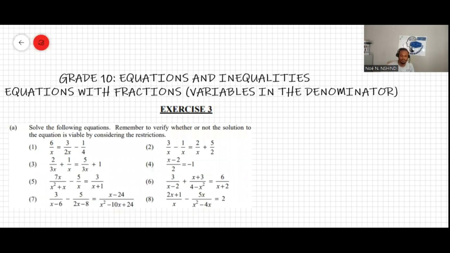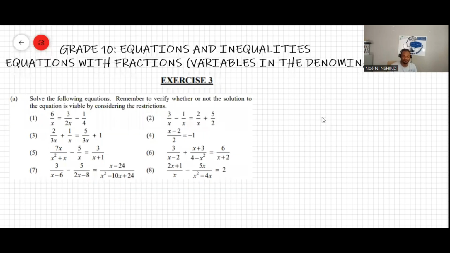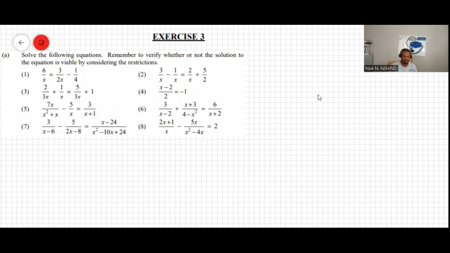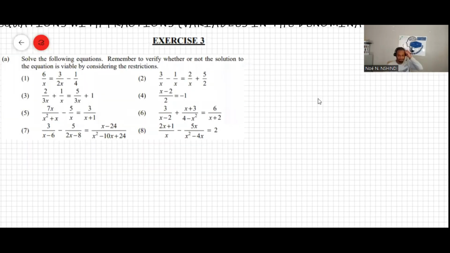Now we're going to do grade 10 equations and inequalities, exercise 3. This part deals with equations with fractions, with variables in the denominator. Question A says, solve the following equations.